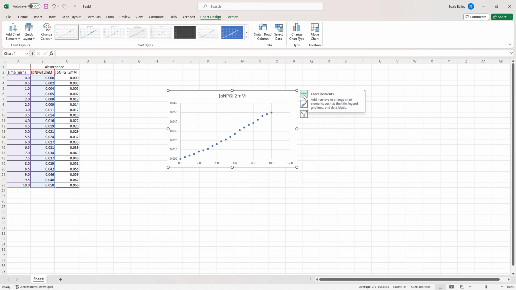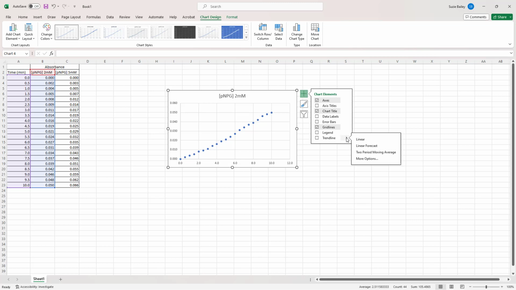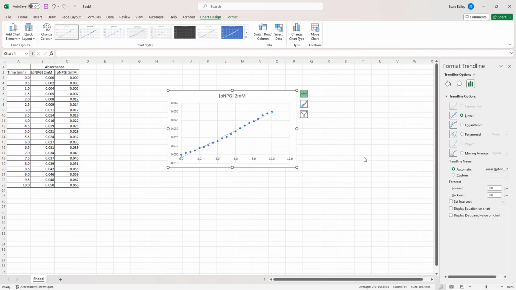And what we'll want to do is click on the chart elements by clicking on this little plus sign to the right of the graph, and then come down here to trend line, where we're going to tell Excel that we want to add a trend line, and we're going to come over here to the drop down menu and choose more options, and over here we can select linear. This is a linear relationship that we're looking at here. And we want Excel to show us the equation of the line that it's determined, and to also show us the r² value for that line on the graph.